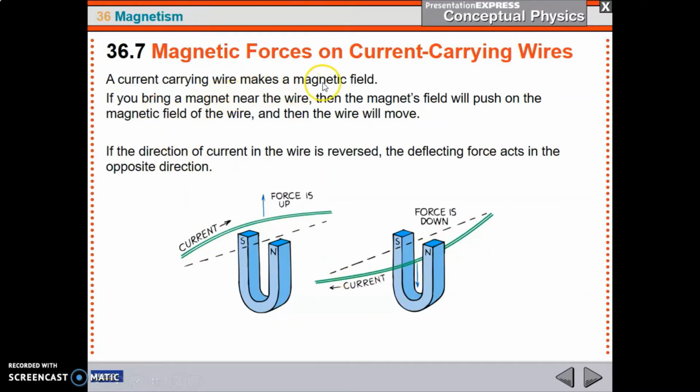A current carrying wire makes a magnetic field. If you bring a magnet near the wire, then the magnet's field will push on the magnetic field of the wire, and then the wire will move. If the direction of current in the wire is reversed, the deflecting force acts in the opposite direction. All right, there's a nice video for this. Let's go find that.